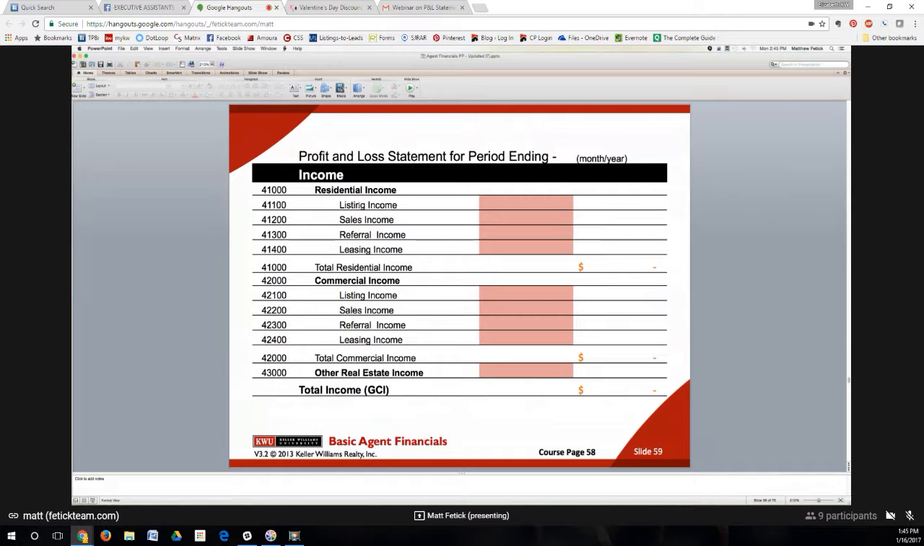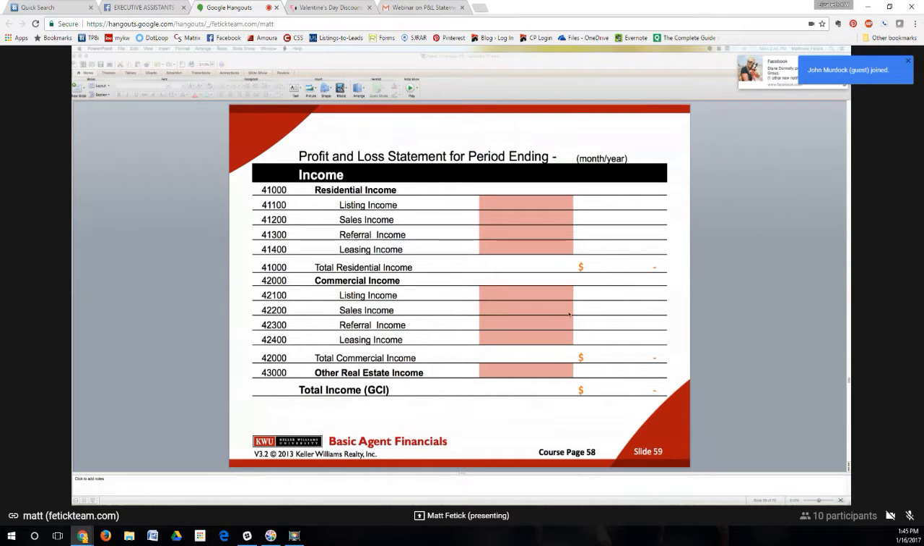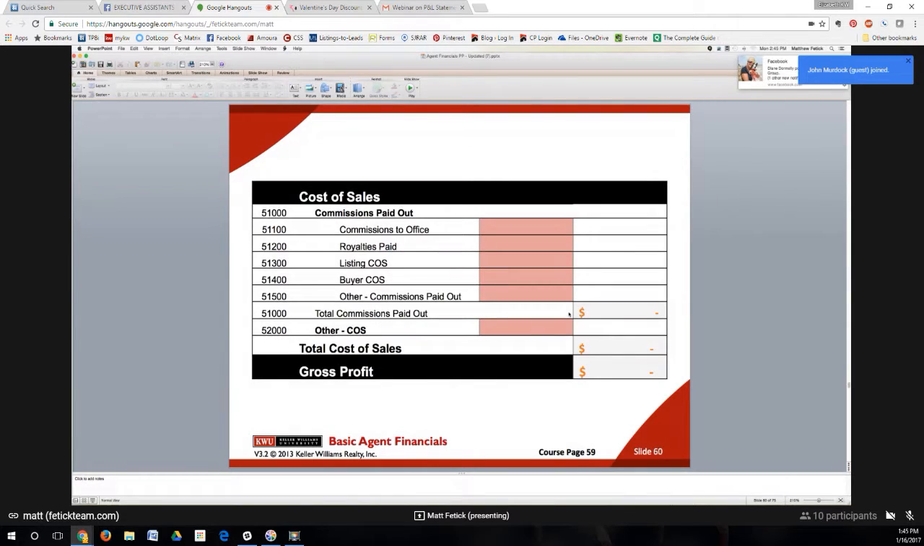So this amount that you're plugging in here into your P&L is the gross amount, right? The amount that you're plugging in here is the amount that was paid by the consumer at closing. So this is the gross amount. So now when we move past that, now we get to cost of sale. This is where you net it out.